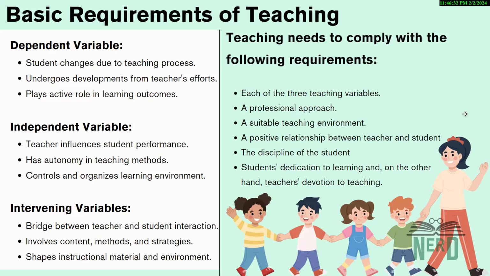Then there is the intervening variable, and these are the various elements that help achieve the teaching goals, like the music score in our orchestra analogy. These include curriculum, content, teaching methods and techniques, and even the classroom environment.